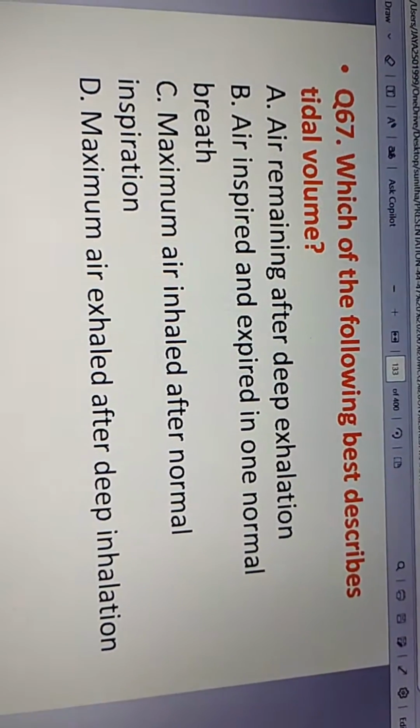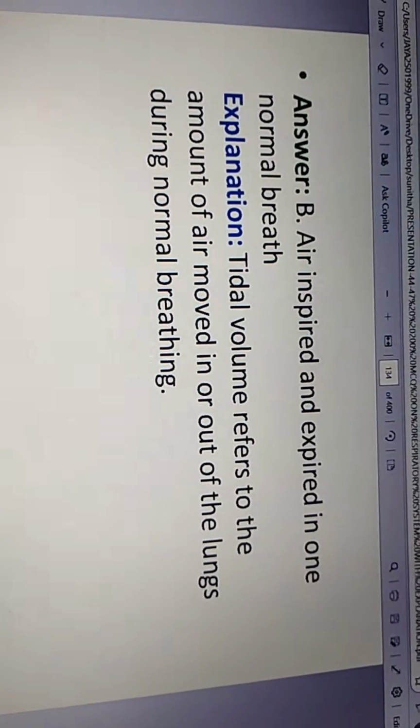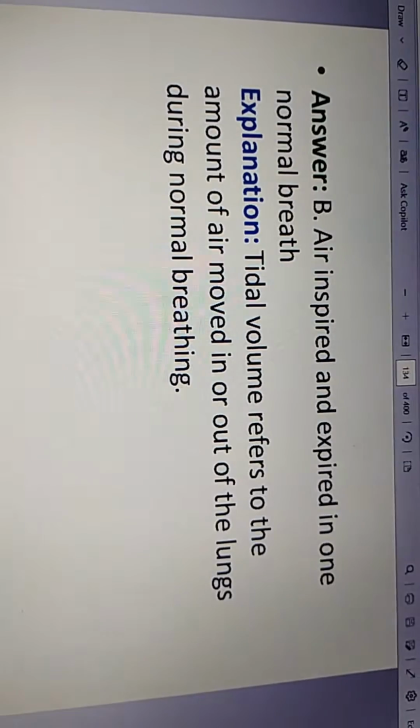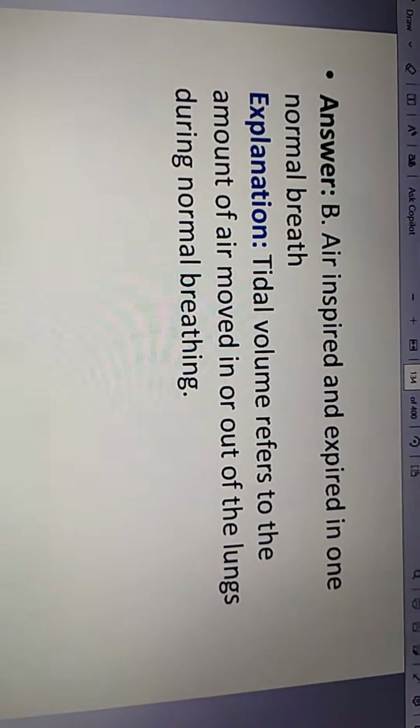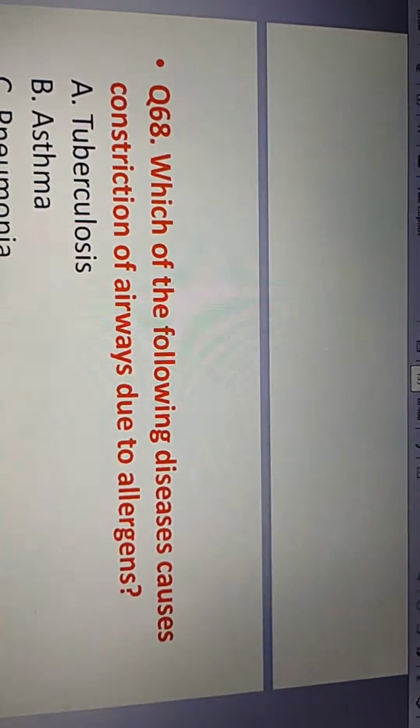Which of the following best describes tidal volume? The correct answer is option B, air inspired and expired in one normal breath. Tidal volume refers to the amount of air moved in and out of the lungs during normal respiration.